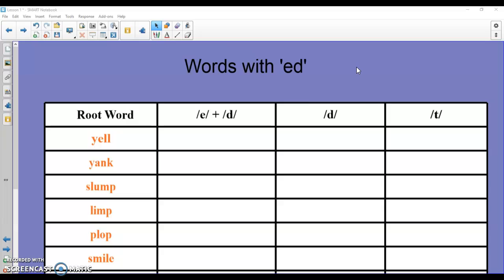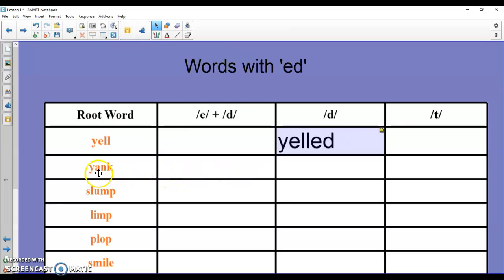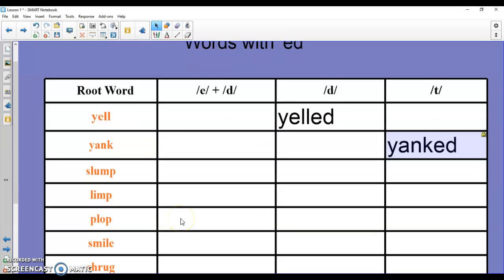Remember, we use ED to talk about the past. Is something that already happened. So if I'm going to turn yell into yelled, because l is voiced, it's going to say d. Yank. The k is unvoiced, so you're going to hear t at the end. Yanked. Remember, these are all past tense words, meaning they already happened.